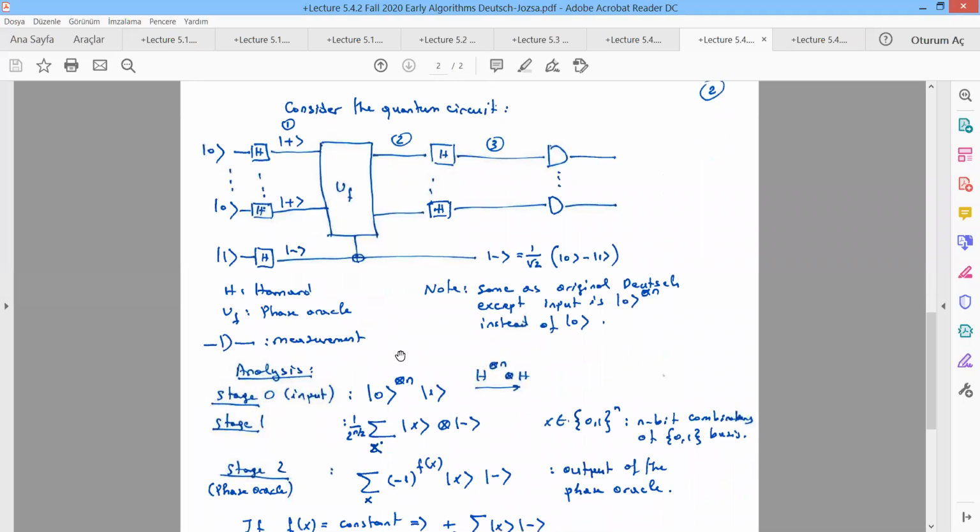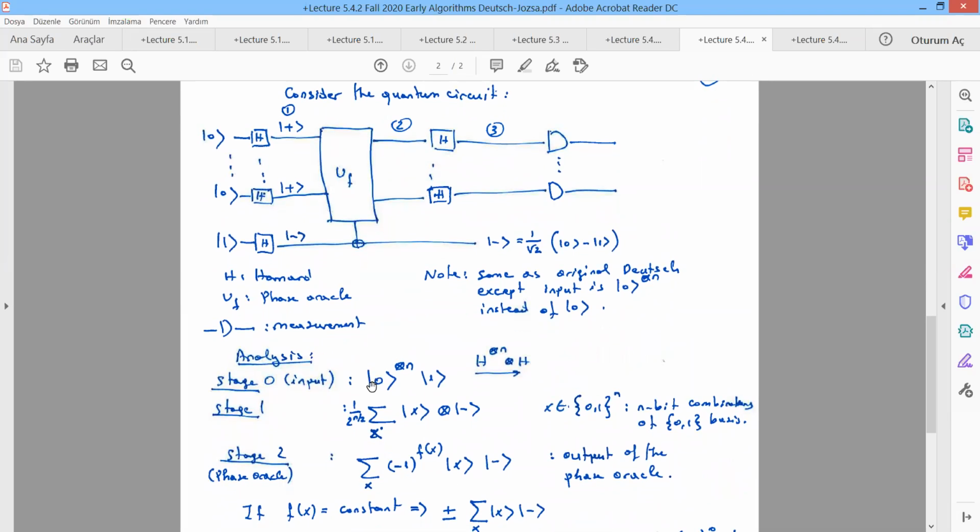So let's analyze the circuit. At stage 0 over here, in the input, we have ket 0 tensored n times, we have n of them, tensored with ket 1. Ket 1 is the ancilla bit. And now, to get to stage 1, we apply a Hadamard tensored n on these n qubits, and an additional Hadamard on this ket 1 state.